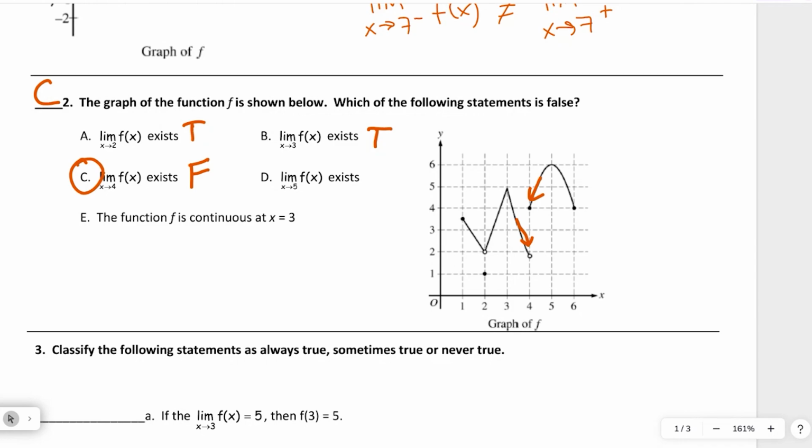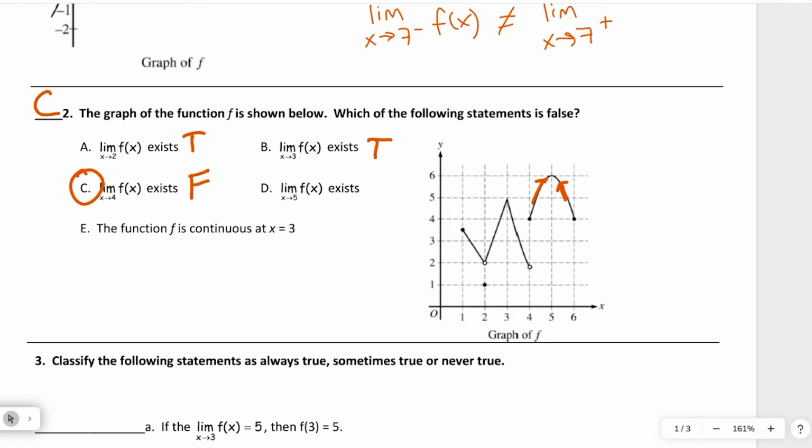But just to be on the safe side, I'm going to look at the rest of the options. The limit as x approaches 5, we can see from the left and the right. Actually, the graph's continuous there, or the function is. So yeah, the limit's definitely going to exist. And E says the function's continuous at x equals 3. Yes, it is continuous at x equals 3.